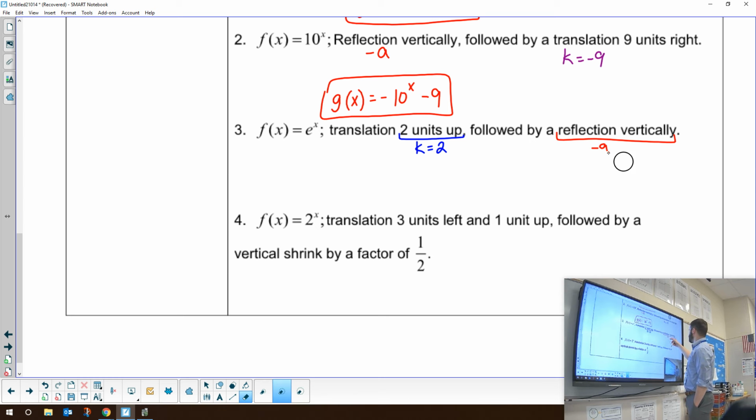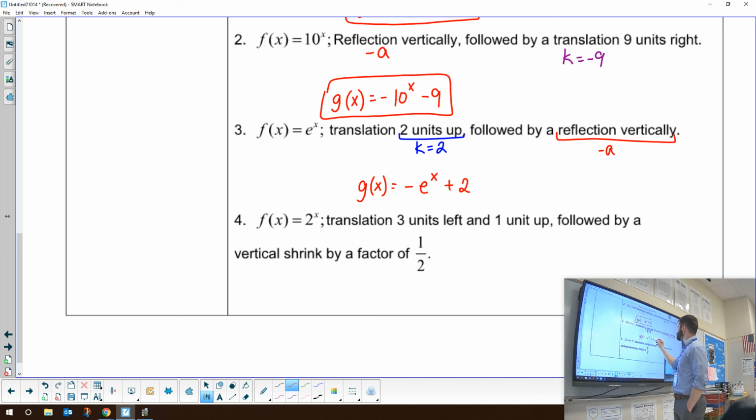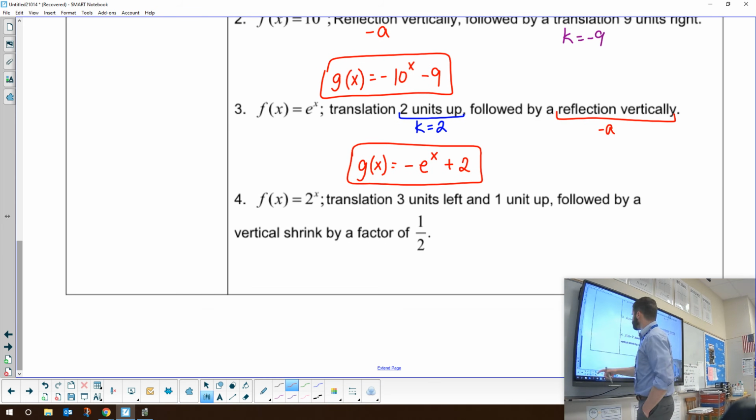I don't know why I wrote that like a 9. It should just be a really long tail. All right, so -a. So we can just write our equation. We're going to go g of x equals -1 e to the x plus 2. All right, our last one here, number 4.